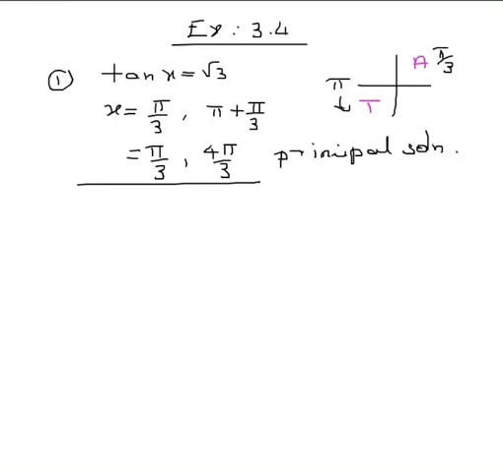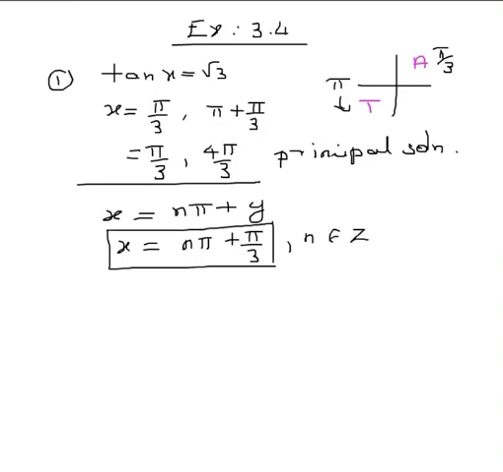Now we have to write the general solution. For the general solution, tan x is equal to tan y. The formula is x is equal to n pi plus y, where n belongs to z. Here, for y we write the smaller principal solution, which is pi by 3. We have two principal solutions, but in this general solution formula, in place of y, we write the smaller principal solution, pi by 3, in this question. So this is the general solution.